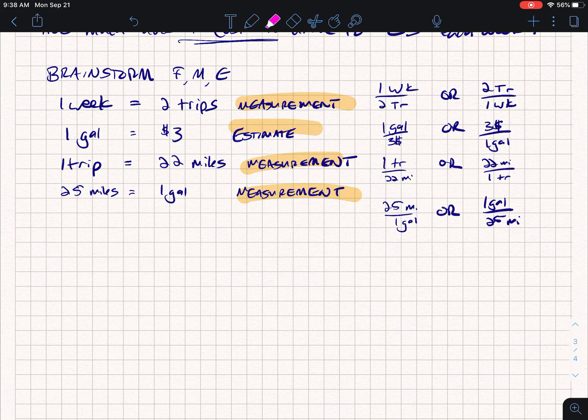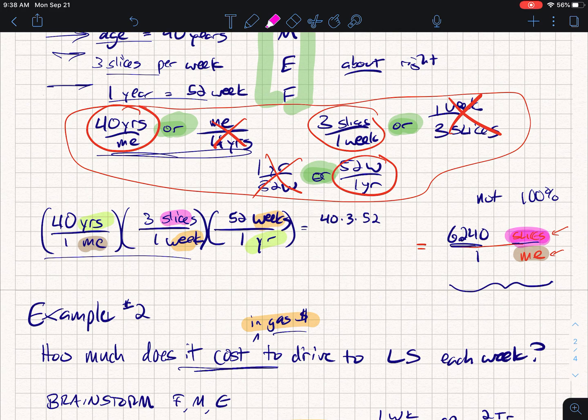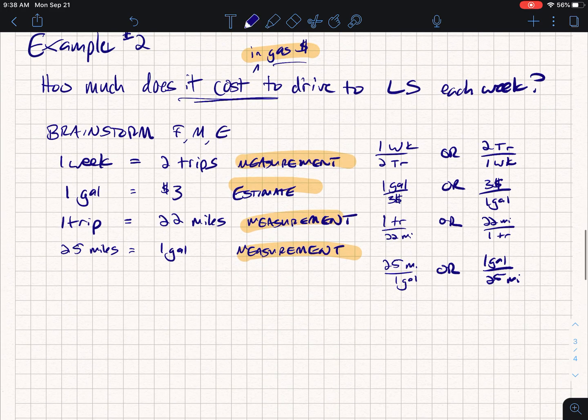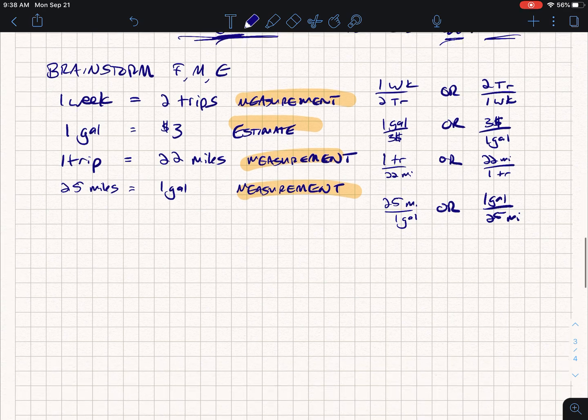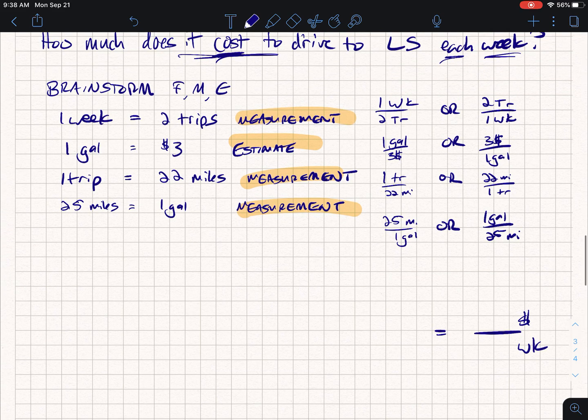But setting the problem up, seeing what it's asking for, just like we did up here where I knew I had to end with slices on top, is going to give us a big hint. It's asking me how much it will cost, the money, each week. Each implies that I'm going to be dividing, or money per week. And so I know I'm going to wind up ending in dollars per week. So I know, looking up here, that I'm going to need to pick the fraction that has dollars on top. And there's only one of them.